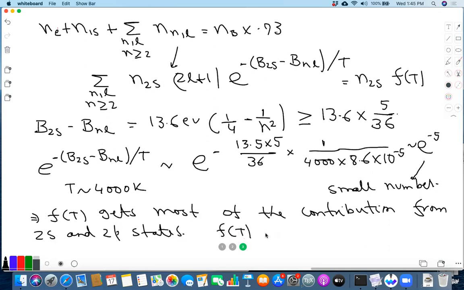So f of t is approximately, so 2s gives you 1, okay, because this is L equal to 0, that's 1 plus 3, that's about 4. Okay, and for these, of course, this number is 0. Okay, for n equal to 2, this is 0. So f of t is approximately equal to 4, but I'll keep it as f of t, without setting it equal to 4. But you should keep in mind that for most purposes, you can just set f of t equal to 4. Okay, are there questions?